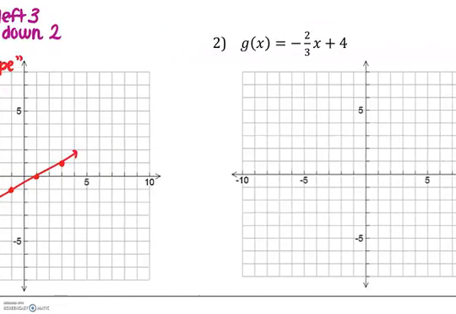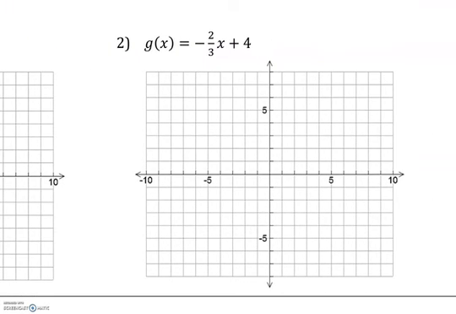Okay, let's look at g of x. G of x is a linear function because I have mx plus b. So m, -2/3, is going to be my slope. It's my rise over my run. And this +4 is going to be my y-intercept. Think of the y-intercept as like your starting position. So we're going to be starting at 4.